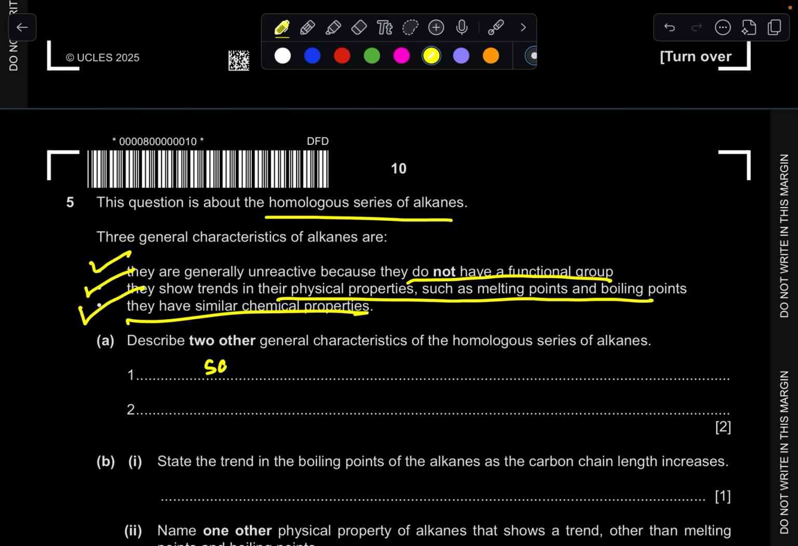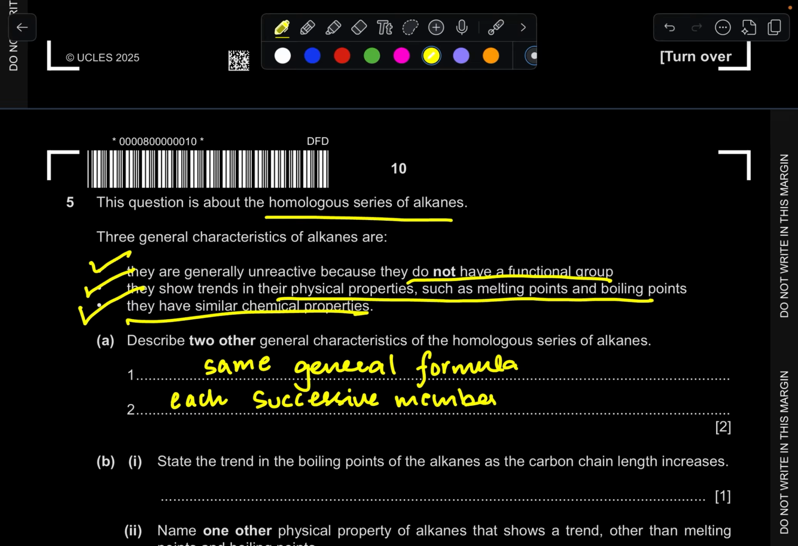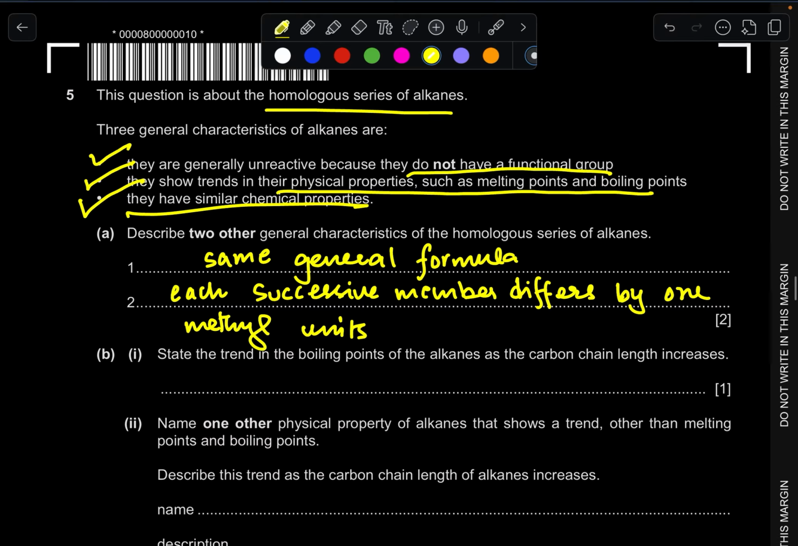So we're going to tell that they have the same general formula, and each successive member differs by 1 methyl unit. Each successive member differs by 1 methyl unit, and these are the general properties of any homologous series you take.